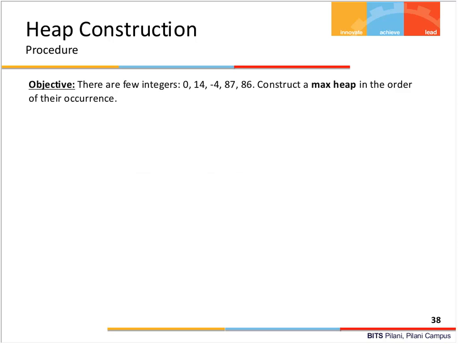And now you need to construct a max heap out of these numbers in the order of their occurrence. In the order of their occurrence means 0 is coming first, 14 is coming next, -4 is coming next, then 87 and 86. So you need to take one integer at a time and construct a heap. What type of heap? A max heap, taking one integer at a time from left to right.